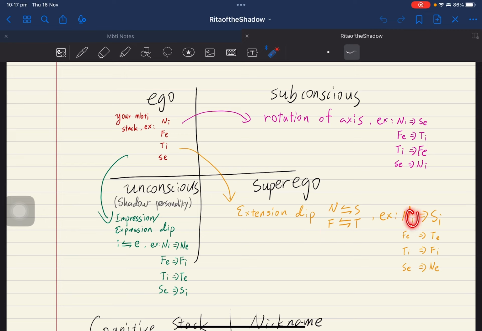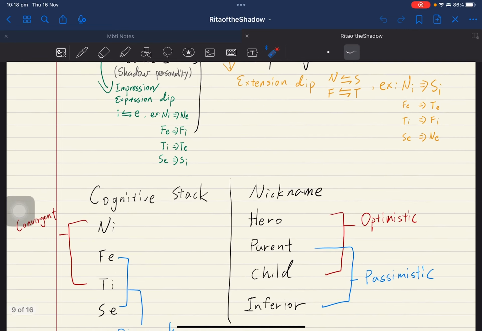But the introvert versus extrovert is not flipped. So this one is flipped I and E. This one is flipped the big letters. And this one is flipping the order. So they all have different ways to achieve different results, but then they all came from the ego. So yeah.